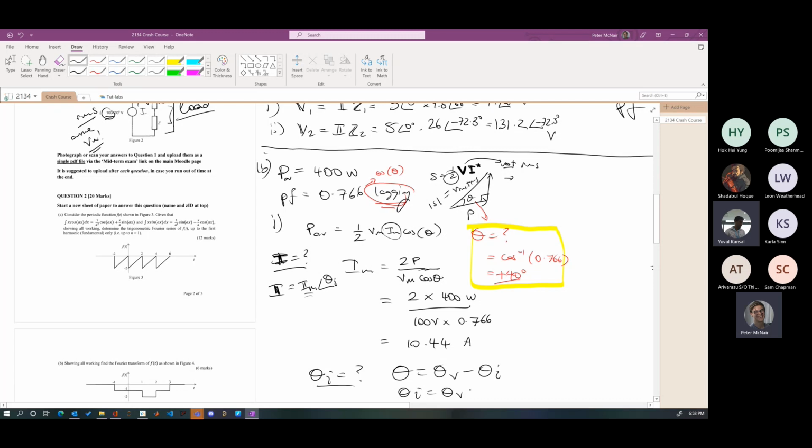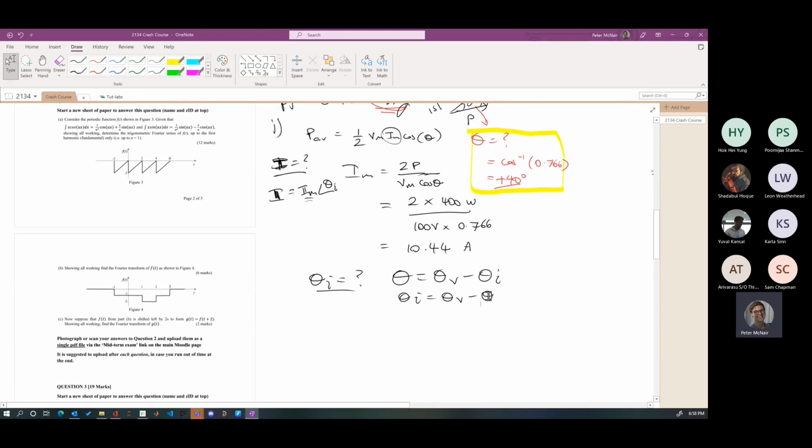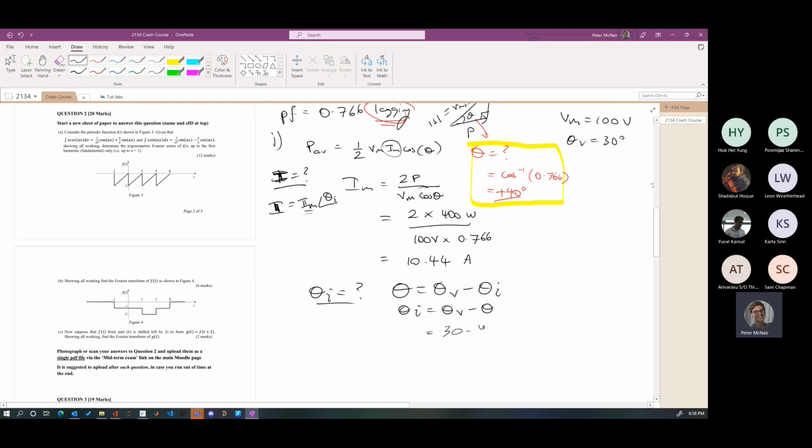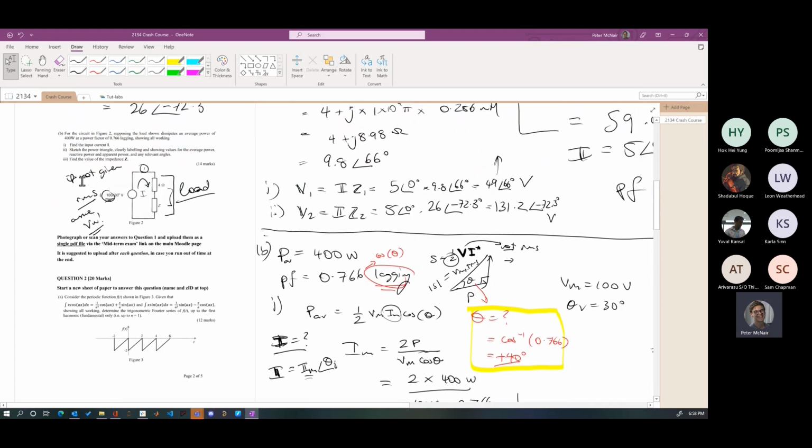Exactly right. So then we do theta v minus theta. Theta v, again, we can just come back up here. So I'll write out here, Vm equals 100 volts. Theta v is equal to 30 degrees. So if we do 30 minus 40 degrees, we get negative 10 degrees, and voila, we have I equal to 10.44 angle minus 10 degrees in amps. Cool. Any questions there on the input current I?